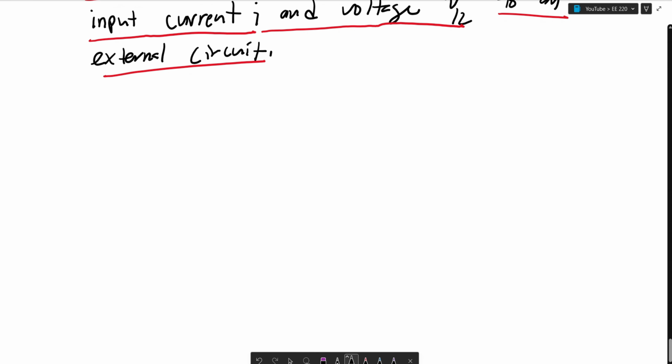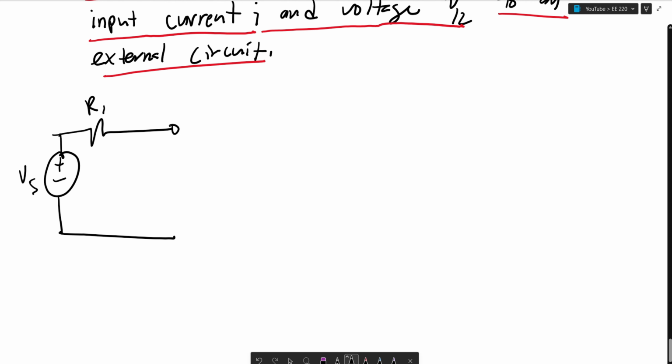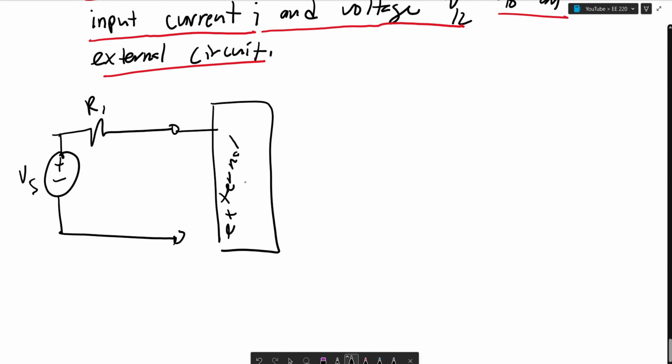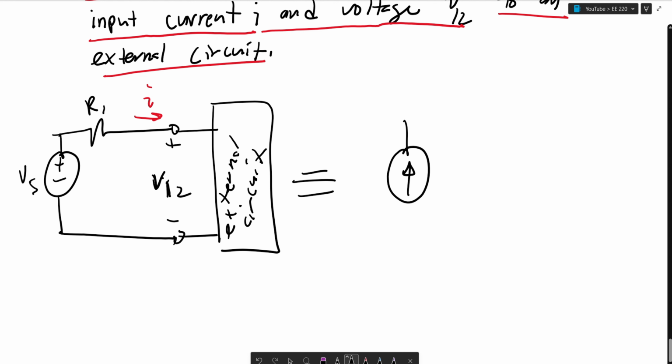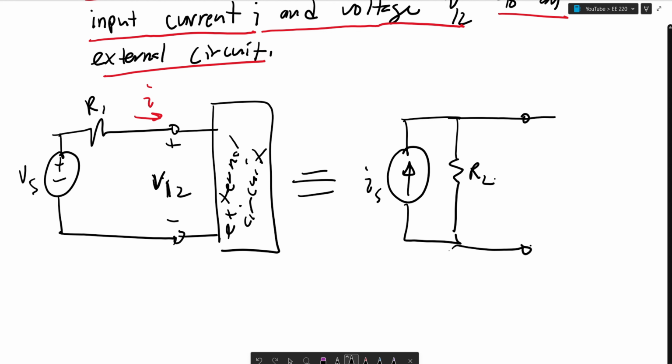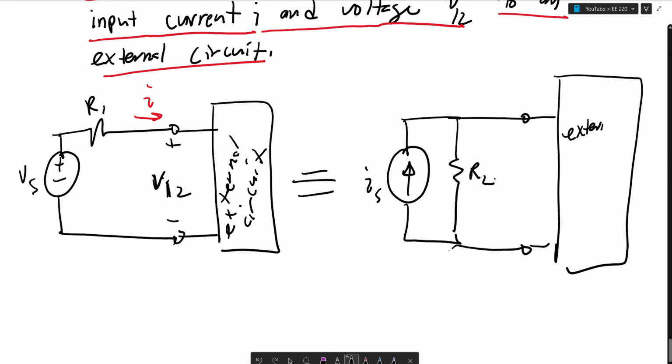But essentially, in terms of a diagram, we're saying that if you have a realistic voltage source, like a battery or a power supply, and it's connected to an external circuit, there's a voltage that's dropped, V12, and there's a current that flows in it, I. This circuit is interchangeable to a circuit Is, or an ideal current source, which has a current source and a resistor R2 in parallel with it. Again, you have it connected to an external circuit.